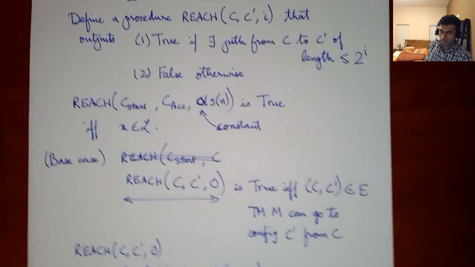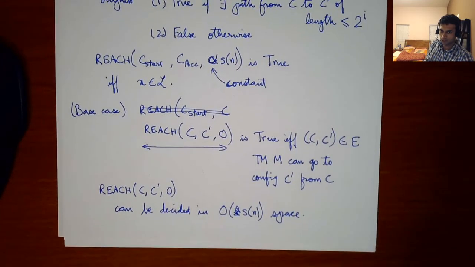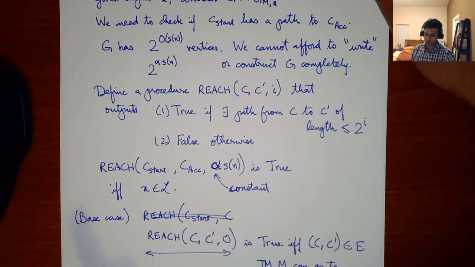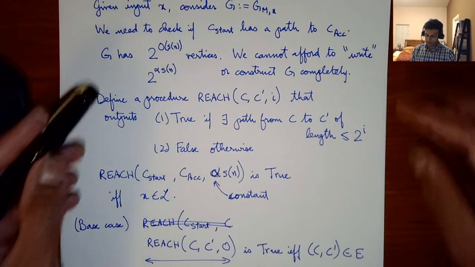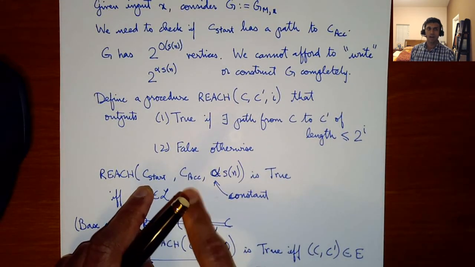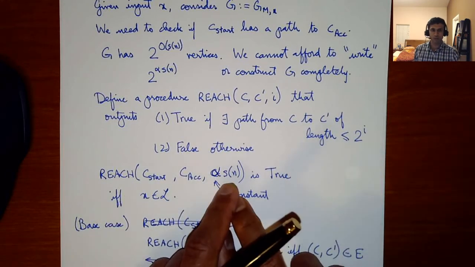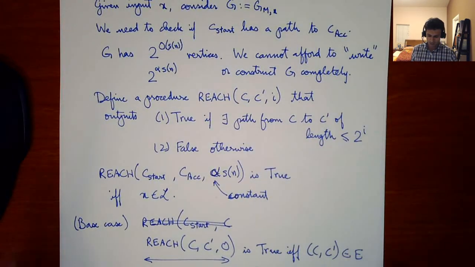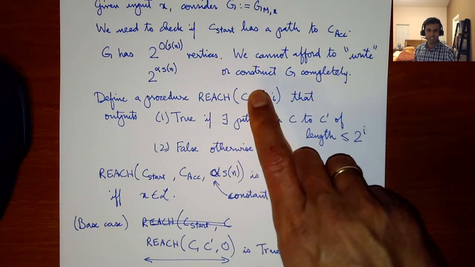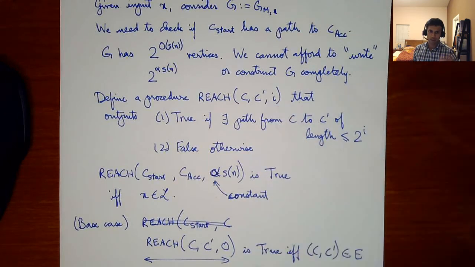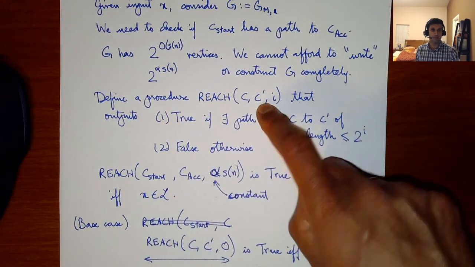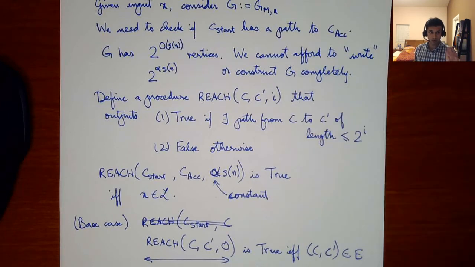So I want to step back a little bit and understand what's going on. There is a procedure. We need to check if there is a path in G from C start to C accept. I'm going to write this as a predicate where I also keep track of the log of the length of the path. So I'm going to define a procedure, and a predicate both, that given two configurations C and C prime, not necessarily the starting, and I, returns true, or this predicate is true, if there exists a path from C to C prime whose length is at most 2 to the I. Otherwise it's false. So is there a path from C to C prime of length at most 2 to the I? 2 to the I, not I.